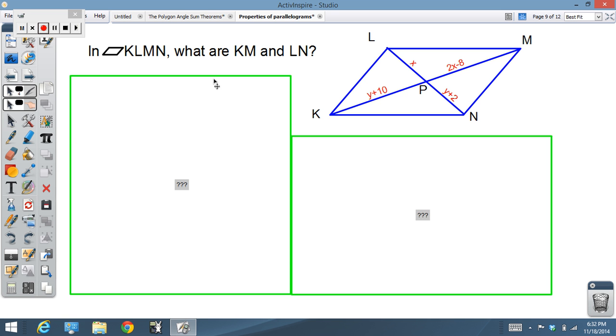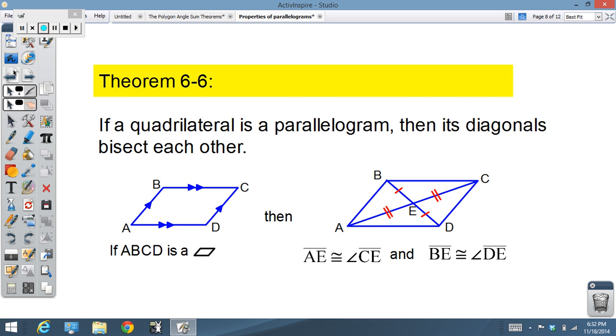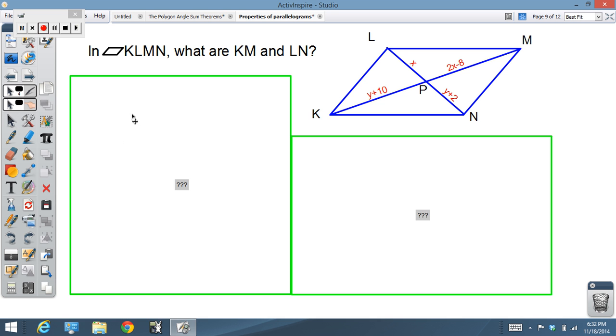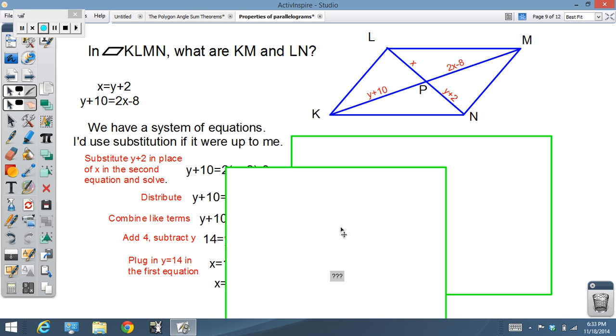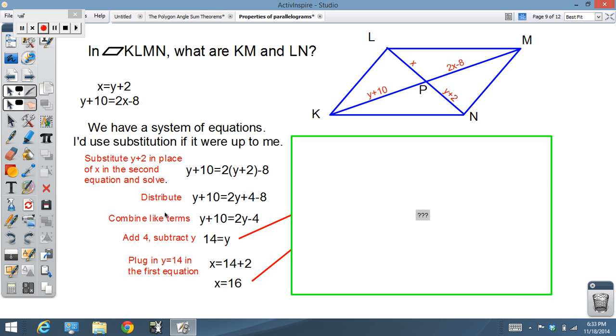And here we go. I know from the last theorem, diagonals must bisect each other. If the diagonals bisect each other, that means that this part x must be equal to y plus 2, one formula. And this part, y plus 10, must equal 2x minus 8, second formula. Okay? So set that back, move it out of the way again. So we got a system of equations. x equals y plus 2 and y plus 10 equals 2x plus 8.